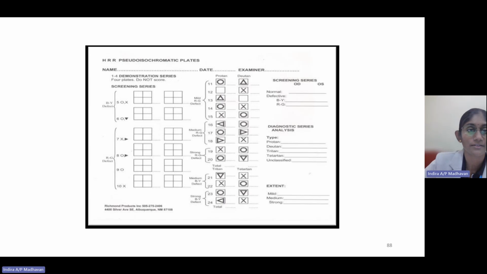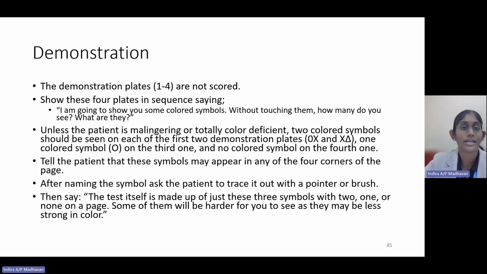This is the instruction that you have to give, because in the plate they are like this. Okay, they have circle, triangle, X, and a blank. So they have to tell us how many they are seeing first. Okay, is it 4, 3, 2, 1? And if let's say they say 2, okay, what are they? Is it an X? Is it a cross? Is it a triangle? Is it empty? So anything, they have to tell you. Okay, and it comes in different colors.